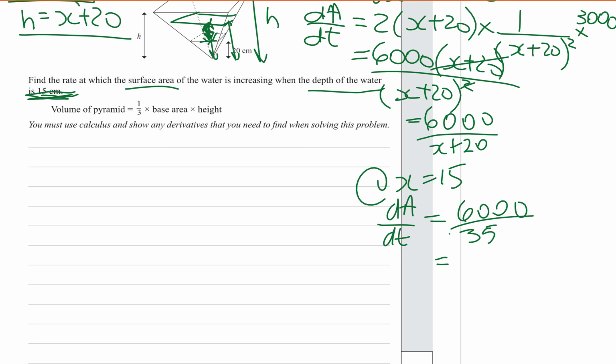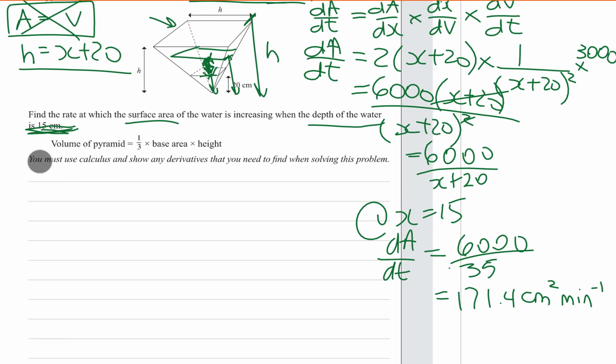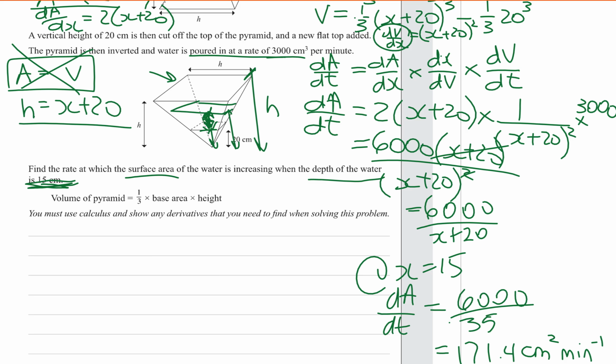Plug it into your calculator. 171.4 cubic centimeters per minute. How do I get cubic centimeters per minute? Sorry, square centimeters per minute. How do I get that unit? Because it's the surface area, and area is squares rather than cubes. But because that is in centimeters and that is in minutes, that's where my units come from. All my units are in centimeters, and the rate was minutes.